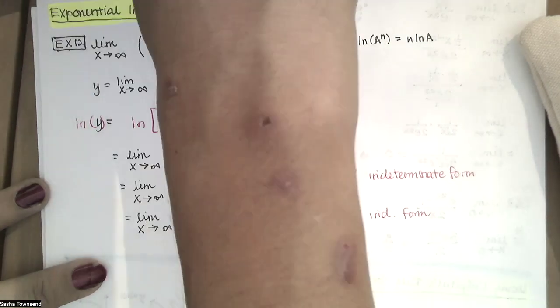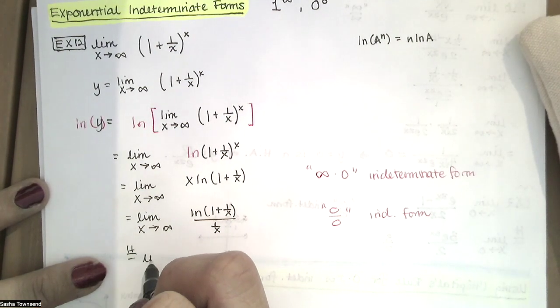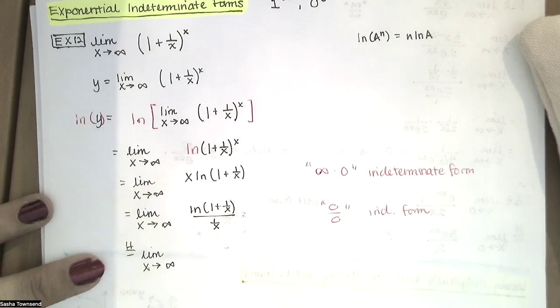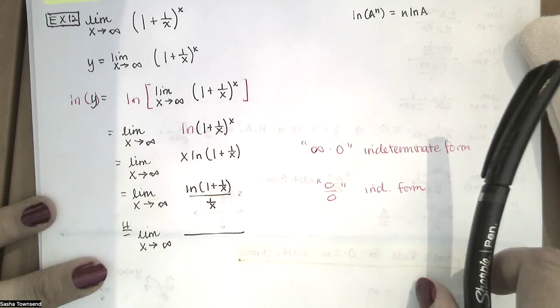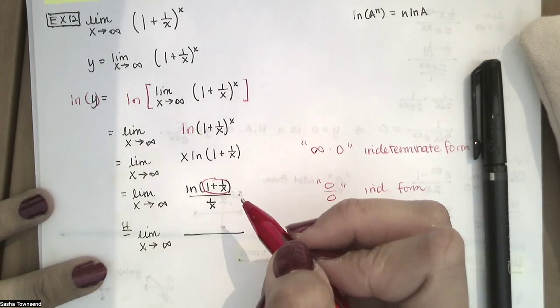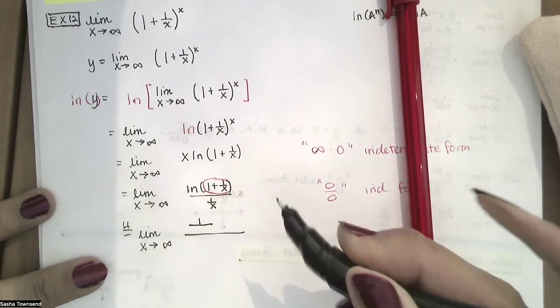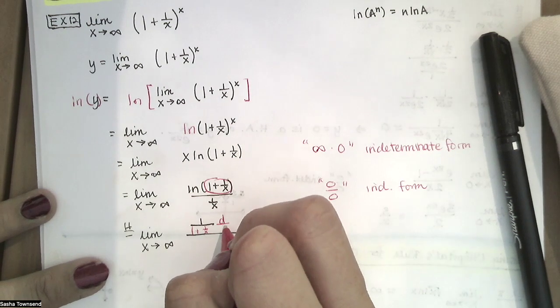All right. Now that we have a 0 over 0 indeterminate form, we can use L'Hopital's rule. We have the derivative of the numerator divided by the derivative of the denominator. And in the numerator, we've got to apply the chain rule. We've got this 1 plus 1 over x function inside the log function. The derivative of a logarithm is 1 divided by the inside function times the derivative of the inside.